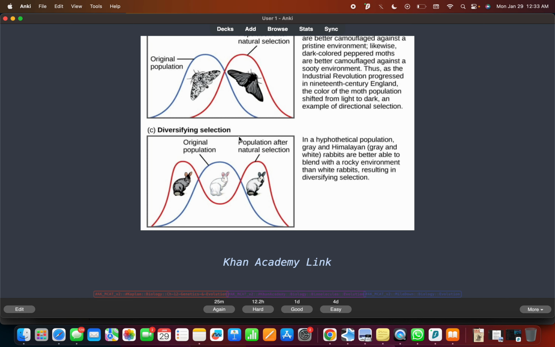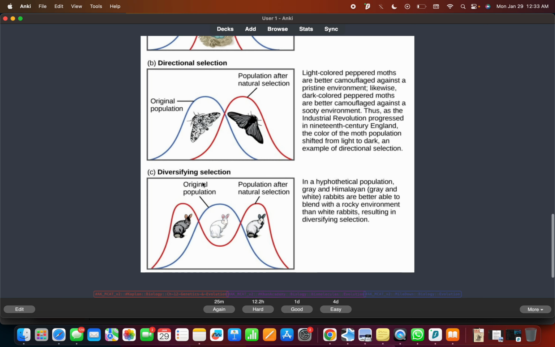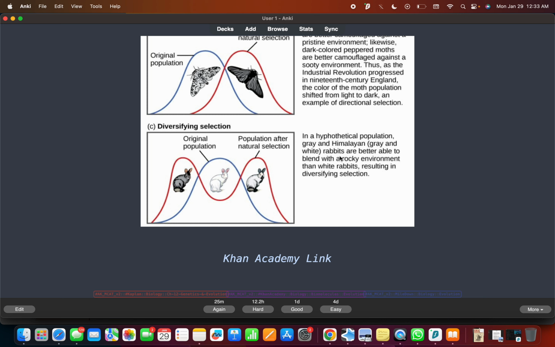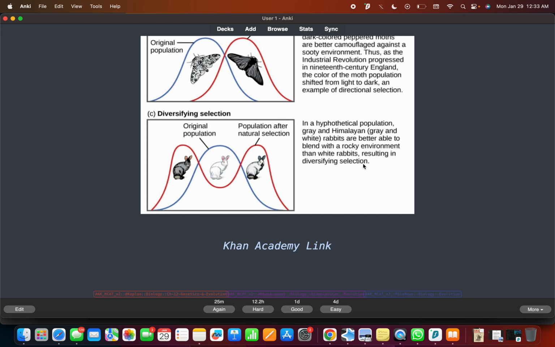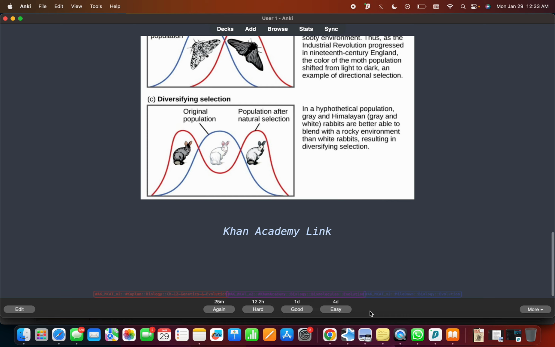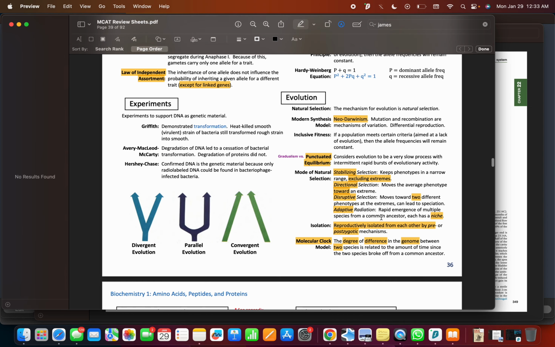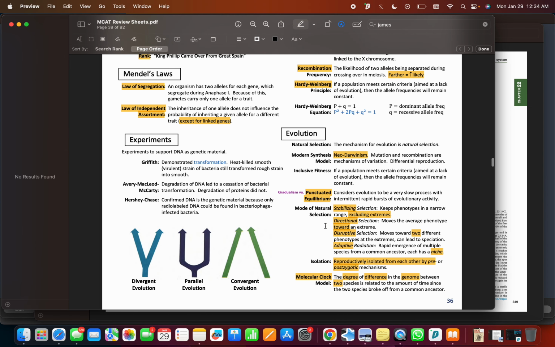And the third one, this is when you get two extremes, both extremes, you will have disruptive, diversifying shown here. In a hypothetical population, gray and white rabbits are better able to blend with a rocky environment than white rabbits, resulting in diversification. So we can also name it diversifying.